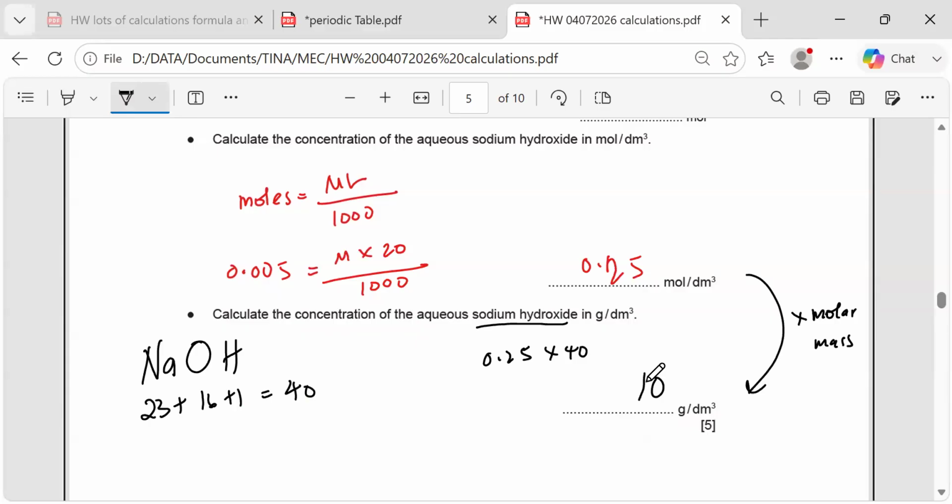Everything that you do is only those three formulas: mass over molar mass, volume over molar volume, mV over 1,000. Next week, everybody must finish their homework. It's just the three formulas. Okay, I will see you next week. Please bring the paper back.